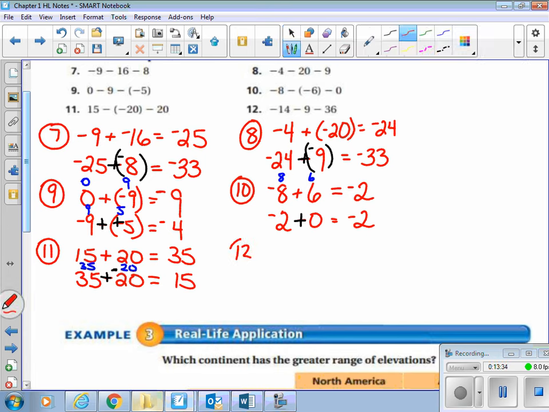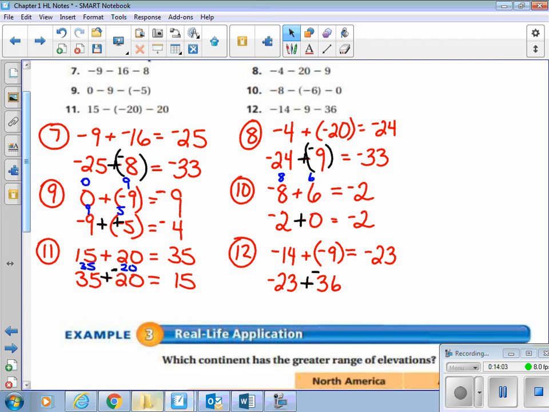And in number 12, keep change opposite. Negative 14 minus 9 would become negative 14 plus negative 9. My signs are the same, therefore I get to add those numbers and keep the sign. That gives me a negative 23. Continuing with the problem, negative 23 minus 36, keep change opposite, becomes negative 23 plus negative 36. Again, my signs are the same, therefore I add them and keep that sign. That would give me a negative 59.